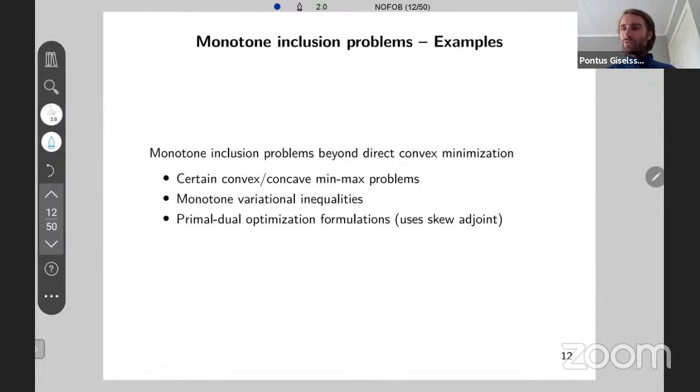And also some primal-dual optimization formulations that I have been mentioning a few times can also be written as monotone inclusion problems, and they use a linear skew adjoint operator as well, which is not a gradient of a convex function. So it cannot be handled directly without using this monotone operator framework.